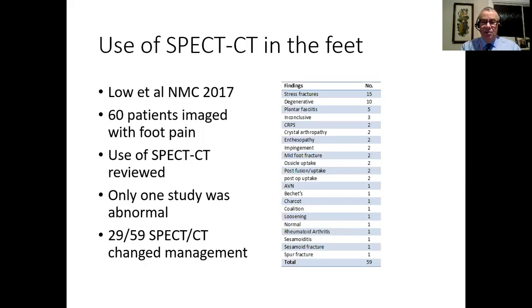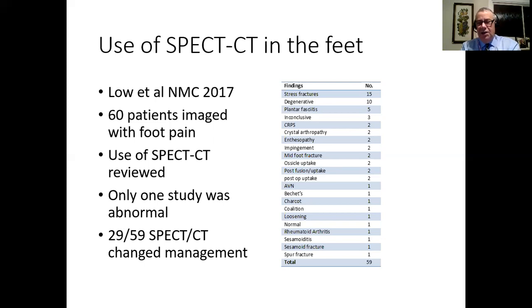So this was some work that was published in Nuclear Medicine Communications, looking at 60 patients imaged with foot pain. And they looked at the SPECT-CT. Sorry, I keep trying to change this slide. It should say only one study is normal. I keep repeating the slide, but forgetting to save the change. And again, around about half the patients, SPECT-CT changed management.